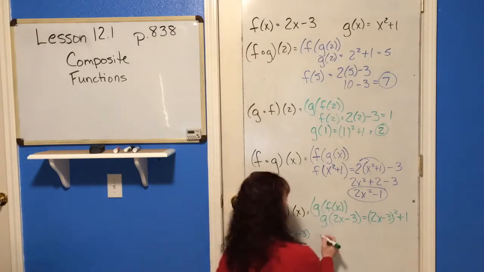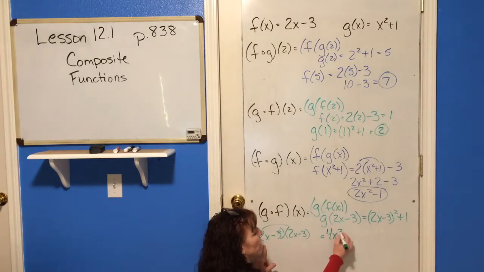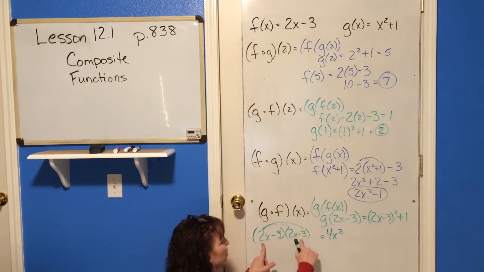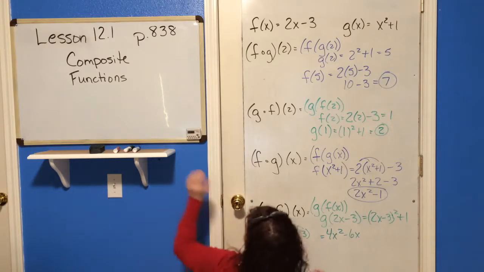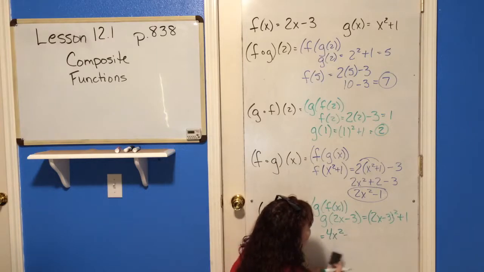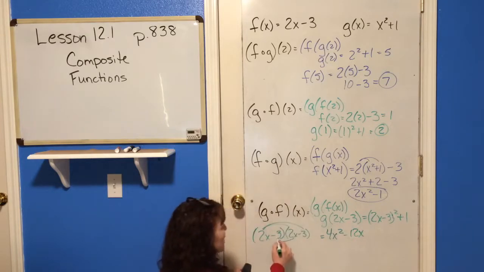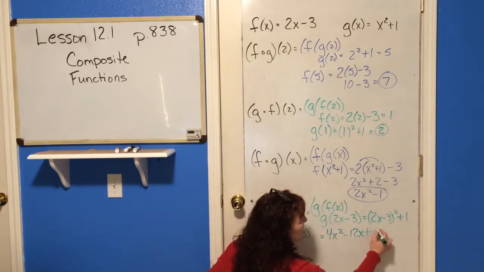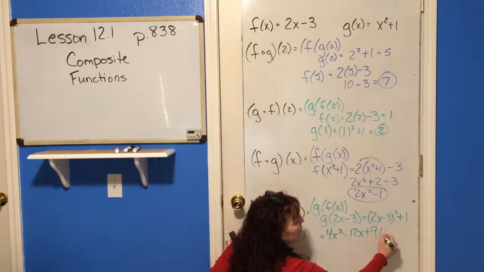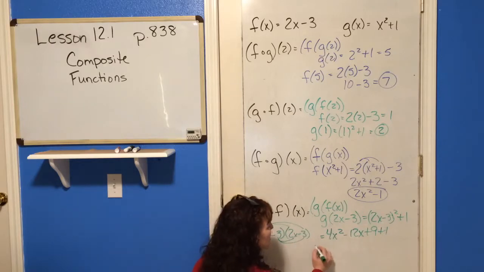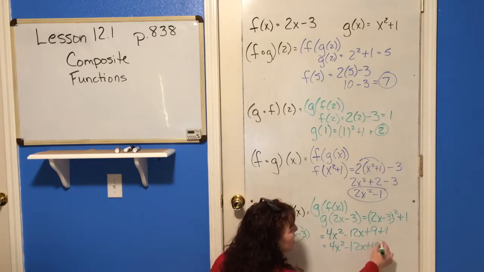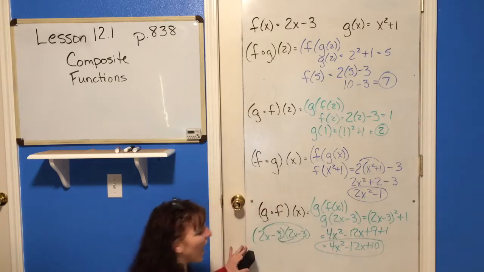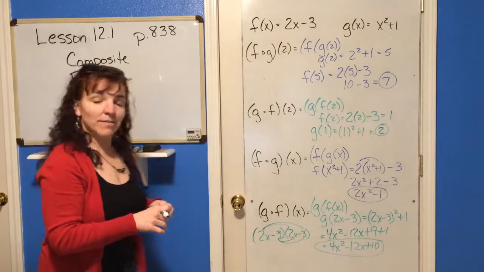First terms, so 2 times 2 is 4x squared. Outside, 2 times negative 3 is negative 6x. Inside is negative 3 times 2 is negative 6x. Let's combine those right away. Negative 6 and negative 6 is negative 12x. And then the last terms, negative 3 times negative 3 is a positive 9. And then don't forget, plus 1. And so our final answer is 4x squared minus 12x plus 10. And that is our new function. And you're done. All right.